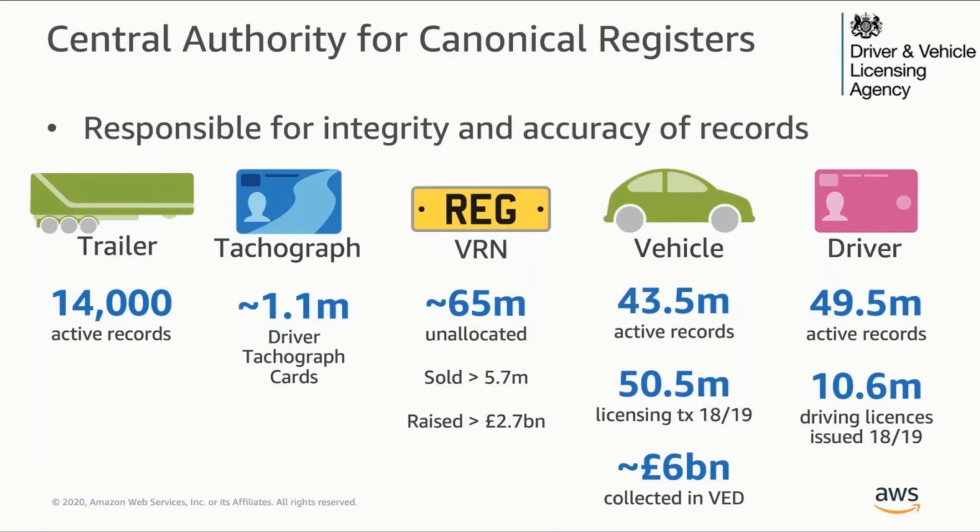We also hold 49.5 million active driver records. This contains personal information such as names, addresses and driving license numbers, as well as entitlements, which are the categories of vehicle a person is eligible to drive, and endorsements, which are penalty points on your license, as well as medical restrictions and biometric data such as photographs and signatures. Overall, we interact with over 92% of the entire adult population in the UK and virtually every single household.